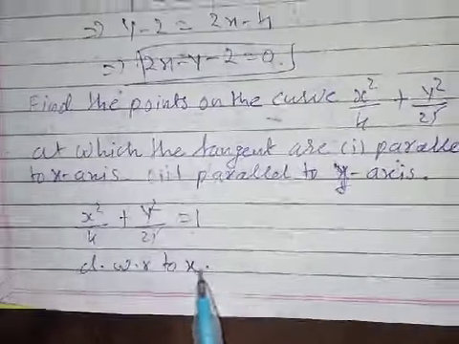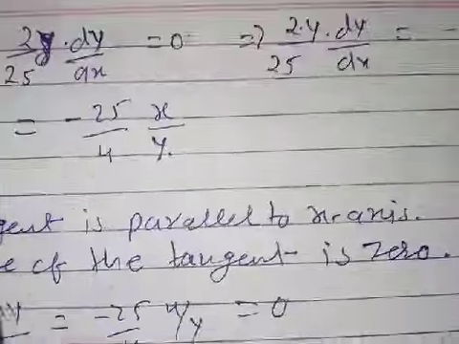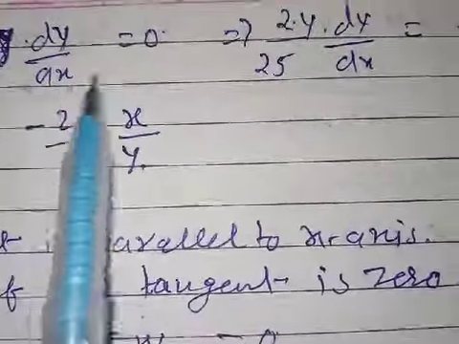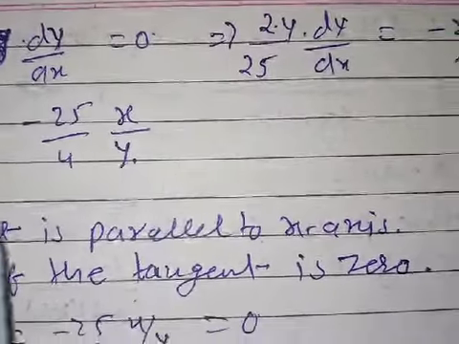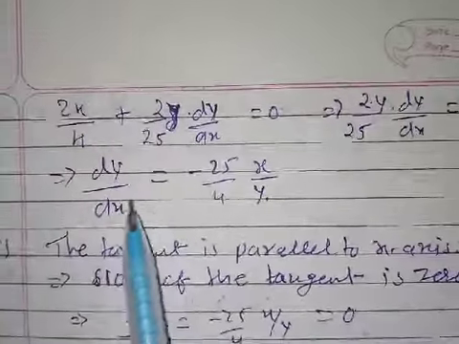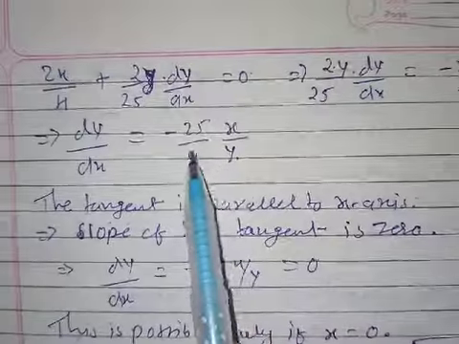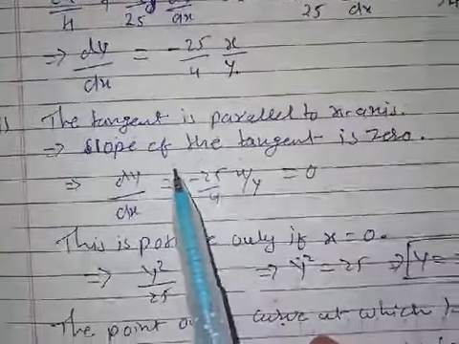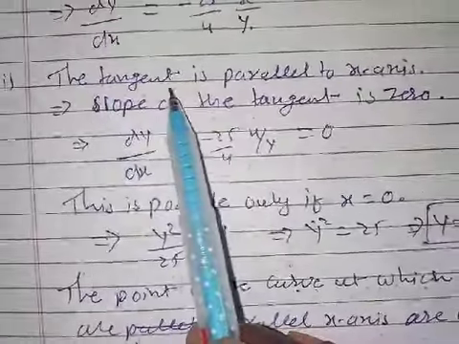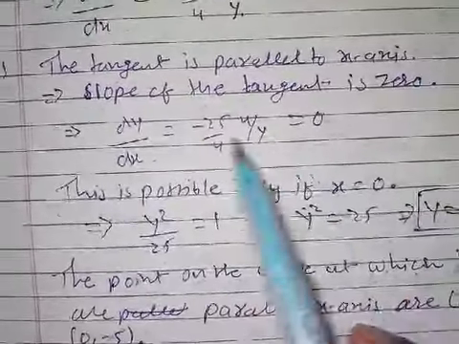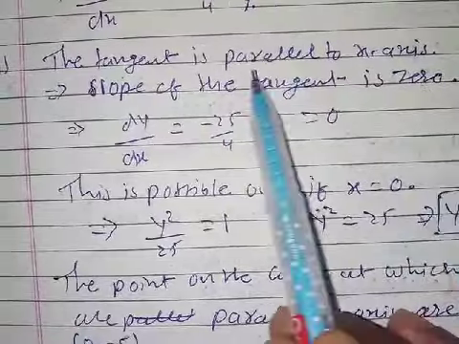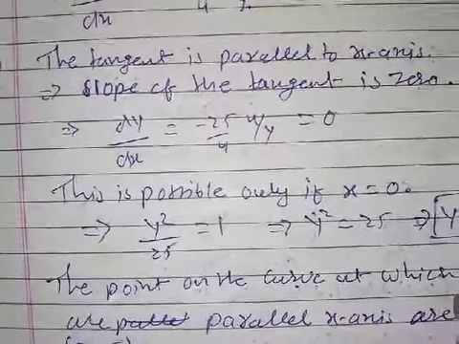If you take the derivative of it, 2x upon 4 plus 2y upon 25 dy by dx is equal to 0. So dy by dx is equal to minus 25 by 4 x upon y. First condition: what is the first condition? The tangent is parallel to the x-axis, so the slope of the tangent is 0.